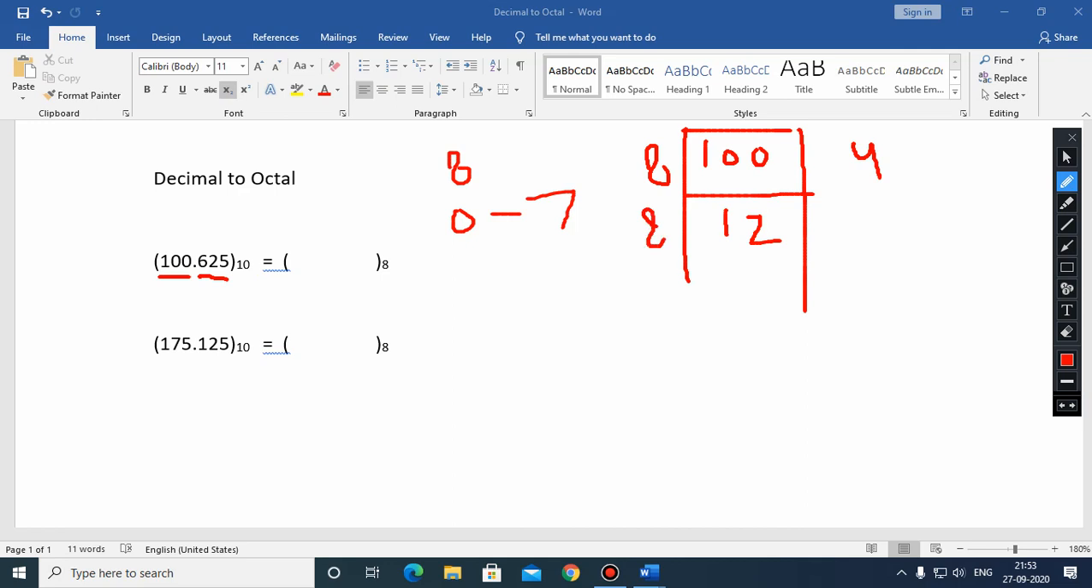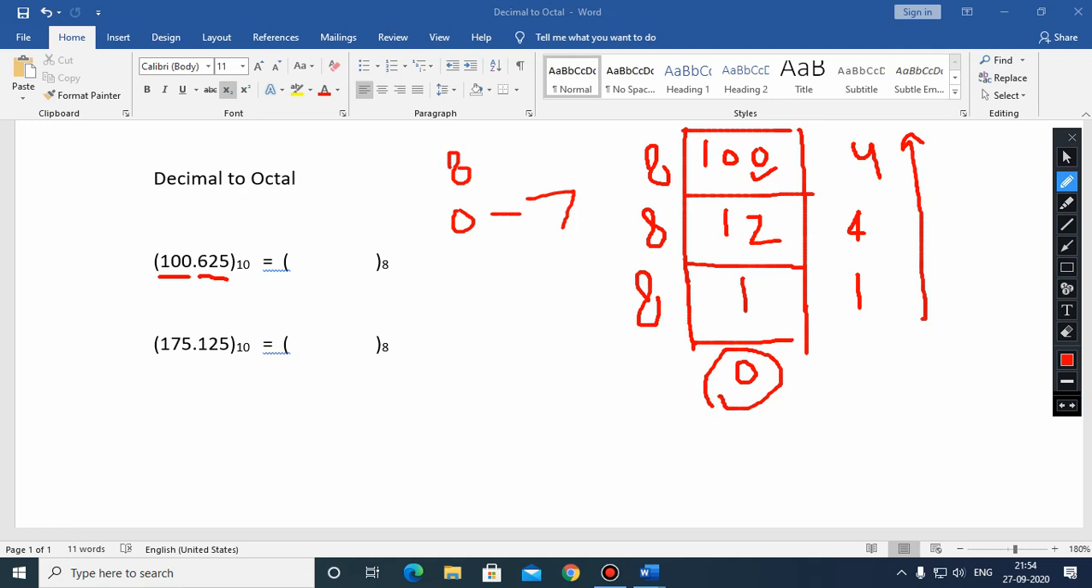Now again we have to divide by the same base. This time the quotient is 1 and the remainder is 4, and again we have to divide this by 8. Now it is 0 and the remainder is 1. So this process will continue till this number becomes 0, and every time we need to record the remainder at the right side. Then we have to go from bottom to up, recording each and every digit of the octal number system, and that is 1, 4 and 4.